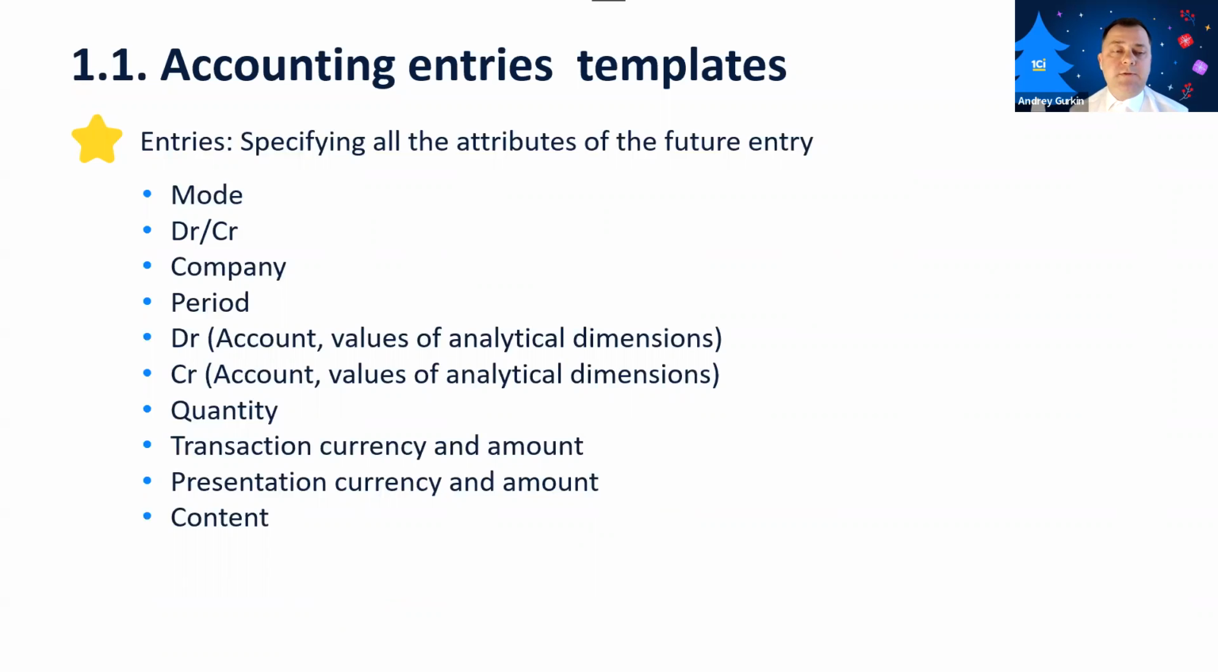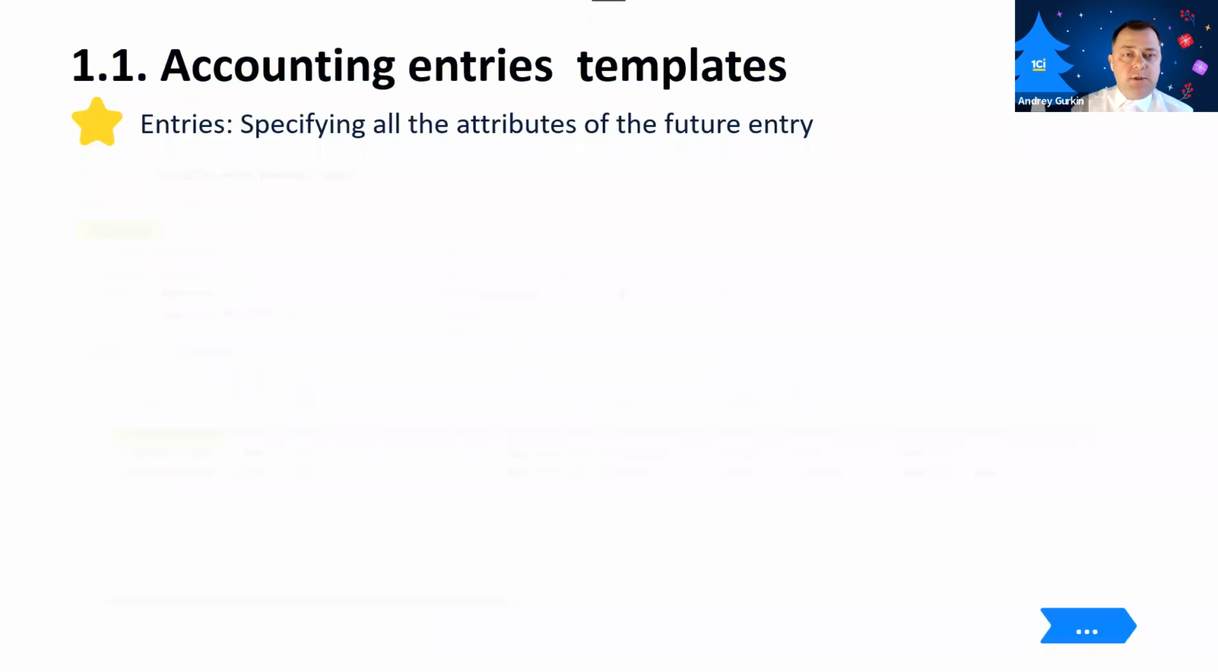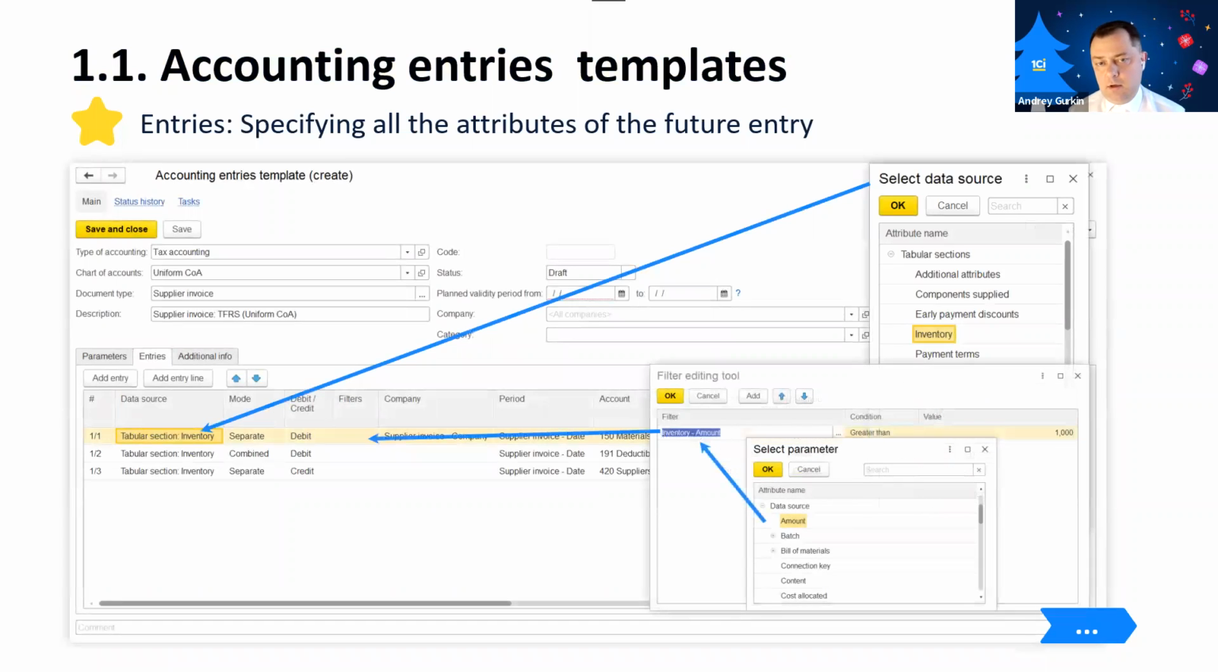So we should specify the mode, debit or credit side, company, period, account, and if we use analytical dimensions, the values of these dimensions. From both sides, debit and credit, the quantity, where should we get it, and the amounts. One for the transaction currency and one for the presentation currency. So how does it look? Yeah, here you can see.